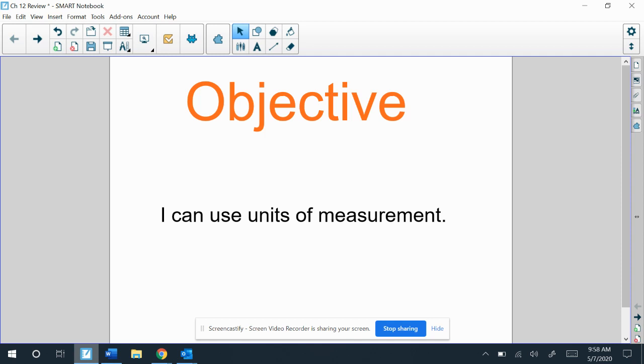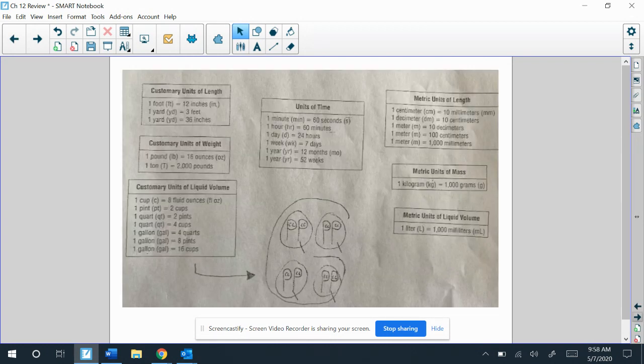Hello, today we are going to use units of measurements. This is going to be a review of all of chapter 12. So we need to know what chapter 12 was about. We have our customary units of length: foot, yard, inches. The numbers were: 1 foot equals 12 inches, 1 yard equals 3 feet, and 1 yard equals 36 inches.